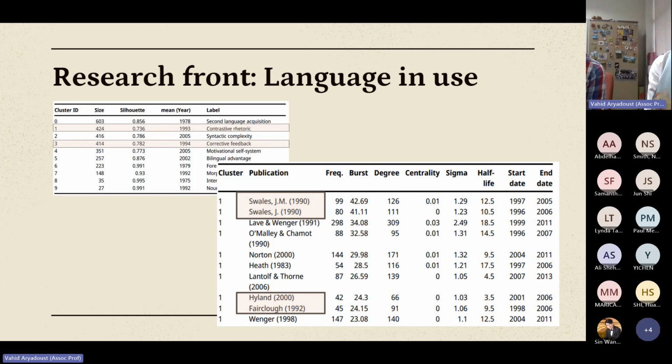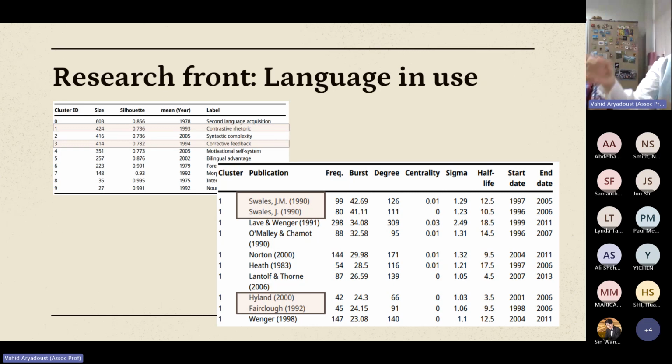Cluster number 2 is primarily focused on syntactic complexity, based on the data mining algorithm that was used in CiteSpace. And the fourth cluster is about motivational self-system, again based on the same algorithm. Of course, you can rename these labels because they have been automatically generated. If you don't feel like this is the right name for a cluster, it will take more time, because you have to manually go through the publications and the key terms and key ideas used in those publications to decide whether this label is well suited for this cluster or not.